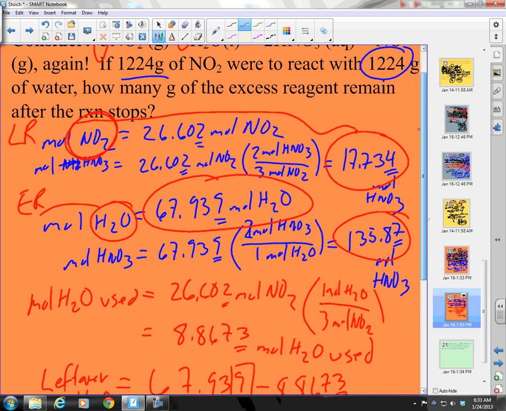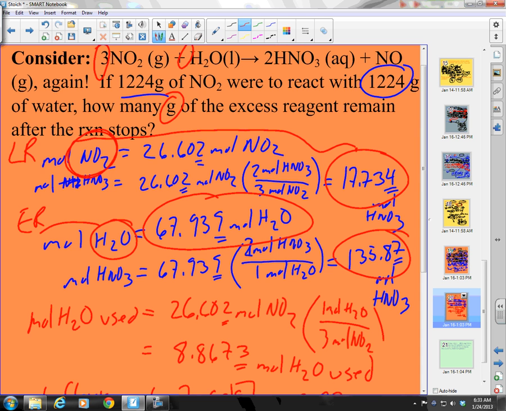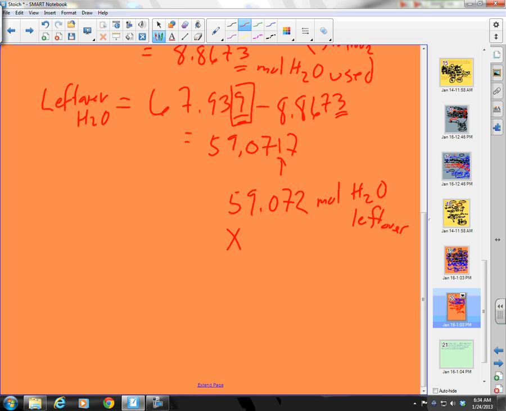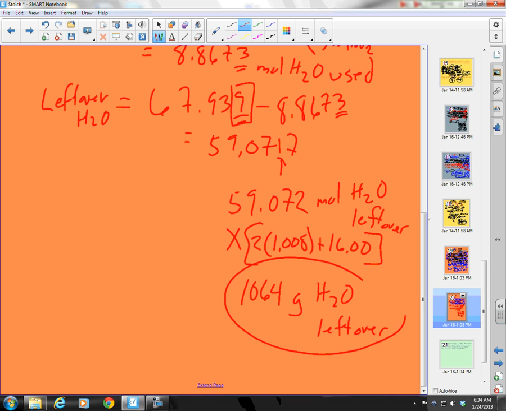Good. Is that what we asked for, or did they ask for grams? How many grams? So I have moles here, so what do I have to do? Need to multiply this by the molar mass of water, 2 times 1.008 plus 16.00. Okay, let's see if we can do this. 2 times 1.008 plus 16, times recall 1. How about 1064, 4 sig figs, grams of H2O left over.